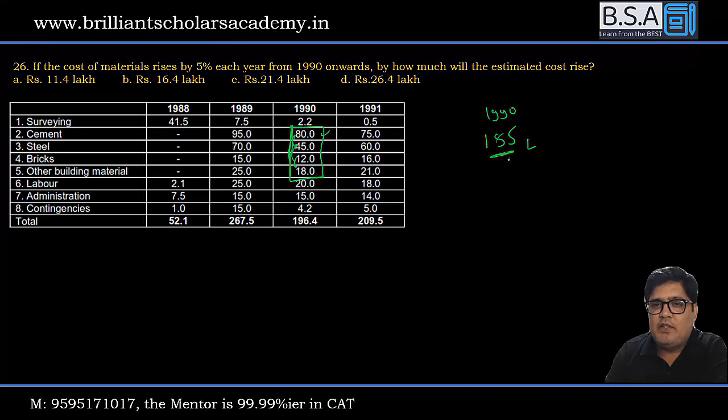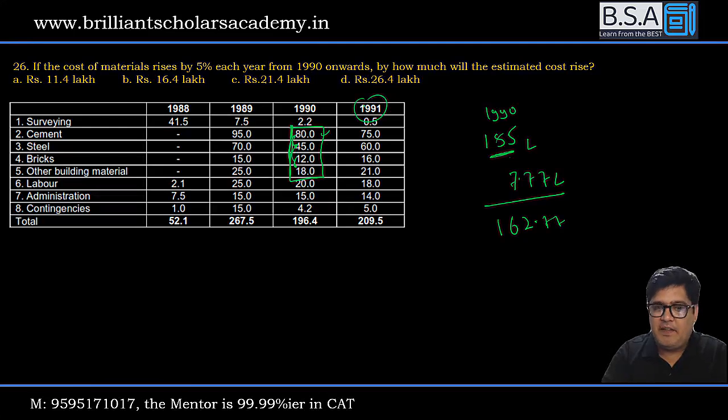5% value of this. Let me use a calculator for this. 15.5 into 5%. So 7.77 lakh is the increase. So the new value becomes 162.77. That is 1990. It is also increased by 5%.